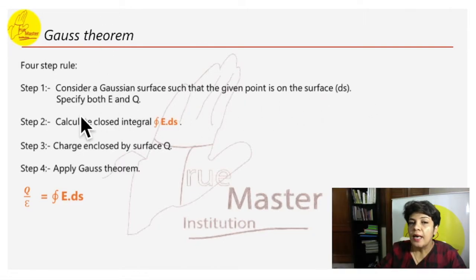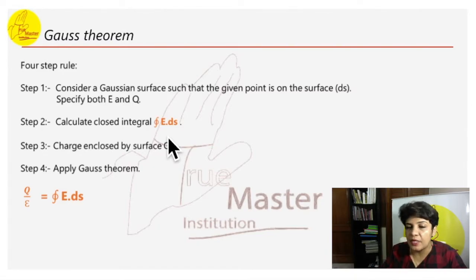E is the electric field of the charge that has a magnitude and direction. Q is the charge. Step 2 is to calculate E dot ds cos theta. ds is the small area, and theta is the angle between electric field and area vector.